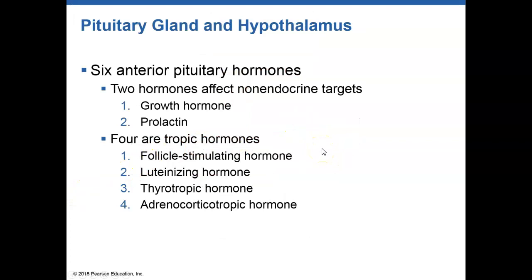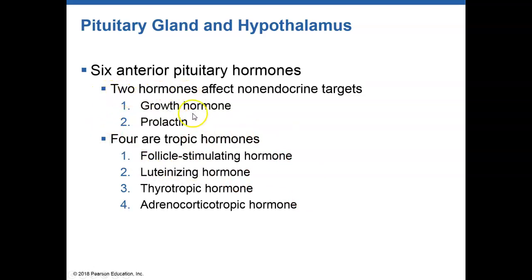So the anterior pituitary then produces a lot of hormones. All of these hormones are protein-based hormones, and these hormones are either going to affect other endocrine organs, so follicle stimulating, luteinizing, thyrotropic, and adrenocorticotropic hormone. These are all called tropic hormones. Tropic hormones are hormones that stimulate another endocrine gland to secrete their hormones.